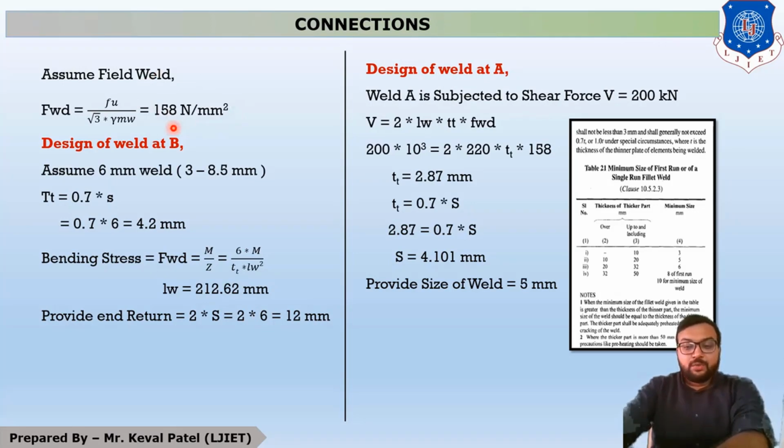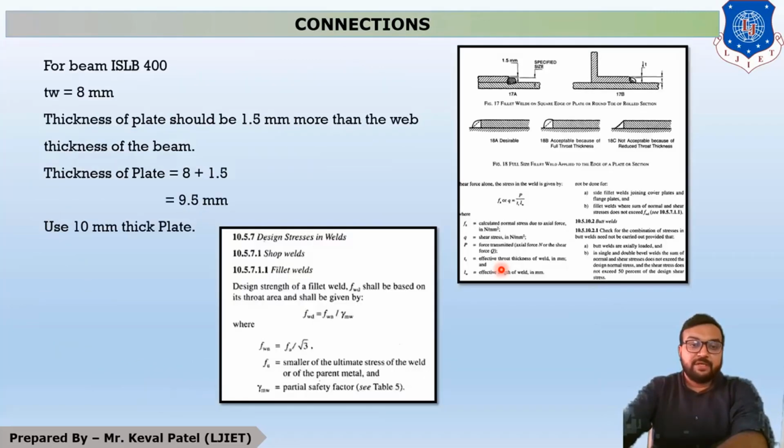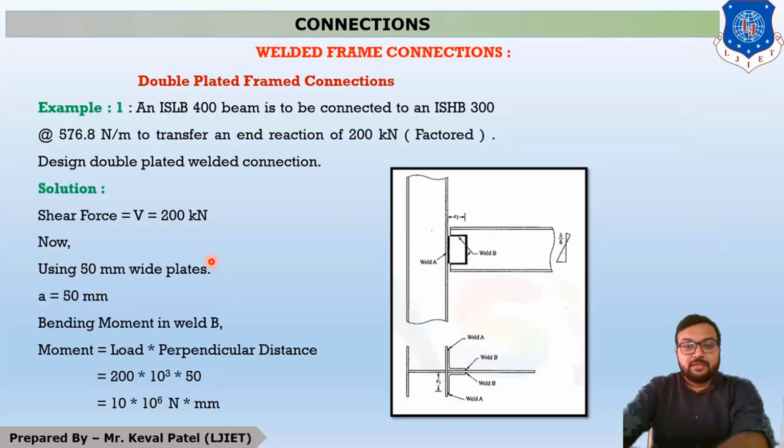Now you can see that in this figure this is point B and this is point A. It means how much length of welding is required at this point and how much length of welding is required on this side. Okay, so first of all we can design at point B. Now you all know that at point B a bending moment will be generated. So what is the value of the bending moment? It is given in the question, and it is 10 into 10 raised to 6.